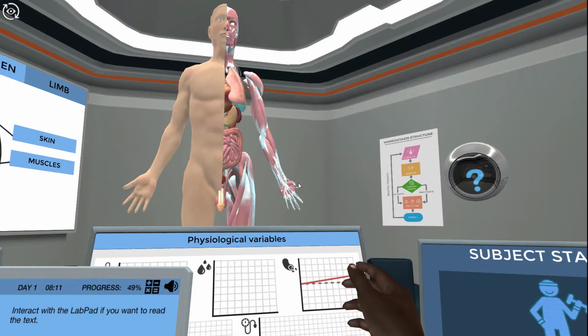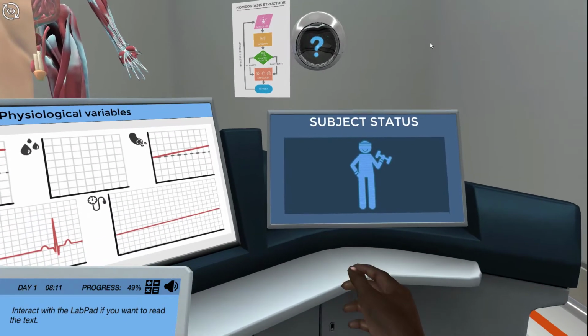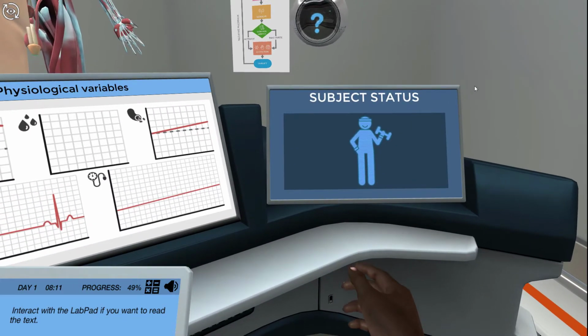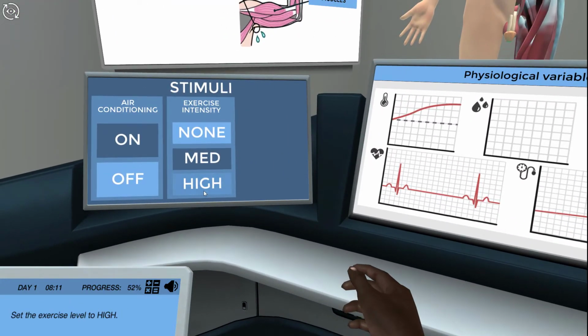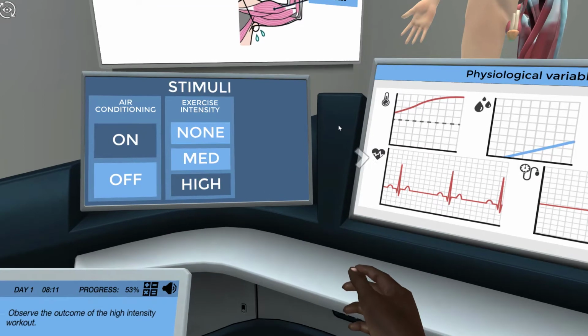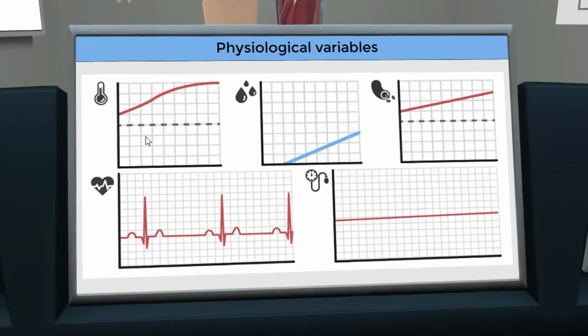The body is now in a nice stable state, where the physiological values are not at their rest values but stable and allowing the body to continue functioning healthily alongside the stimuli, in our case the moderate exercise. Then should we crank it up to see what would happen if we increase the exercise intensity once more? Set the exercise level to high. Observe the outcome of the high-intensity workout.